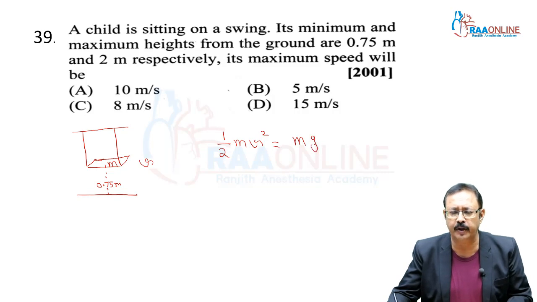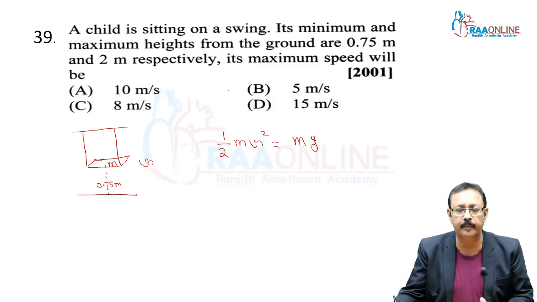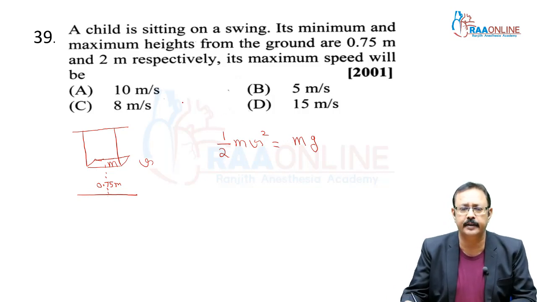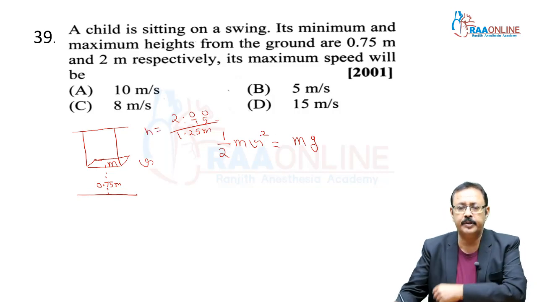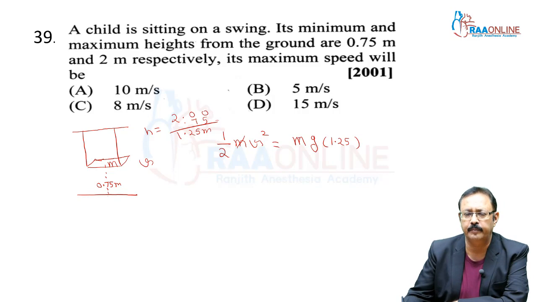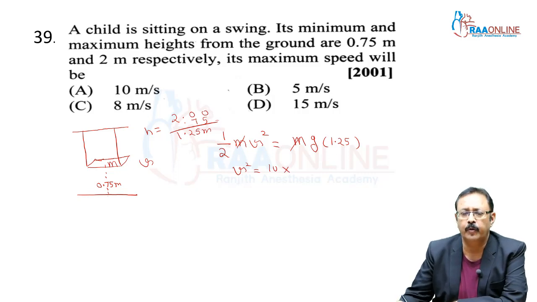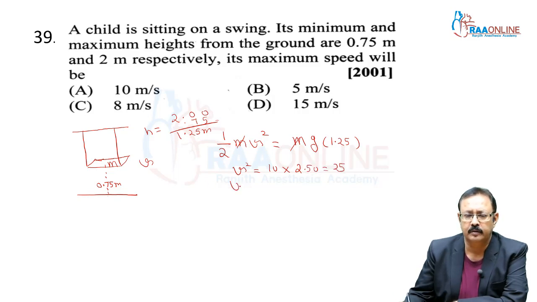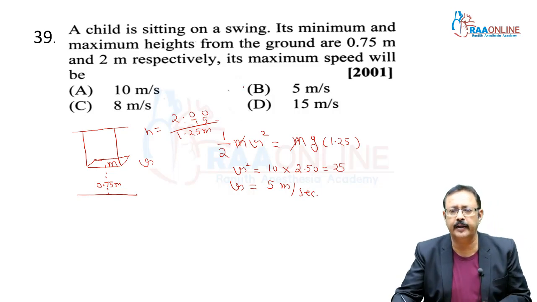But according to our formula, gain in potential energy should be mg into gain in height. What gain in height is there? From 0.75 meter, it is now at 2 meter. Means gain in height is 1.25 meter. So half m v square equals mgh, h is 1.25 meter. Cancel m with m. g is 10. So v square is 10 into 1.25 into 2, 2.50 means 25. Means the maximum velocity is 5 meter per second.